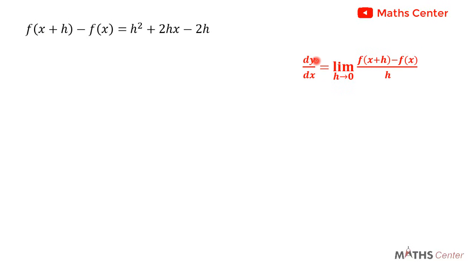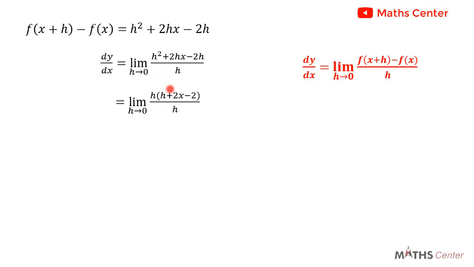Now let's find our dy dx. The dy dx will be equal to, the numerator is h squared plus 2hx minus 2h. The denominator is h. As you can see, h is a common factor on both the numerator and the denominator, so we can factor it out and cancel. H and h will be gone, and this will give us the limit as h approaches 0, h plus 2x minus 2. To get the limit here, we will replace h with 0. So this will give us 0 plus 2x minus 2, and this gives us 2x minus 2.